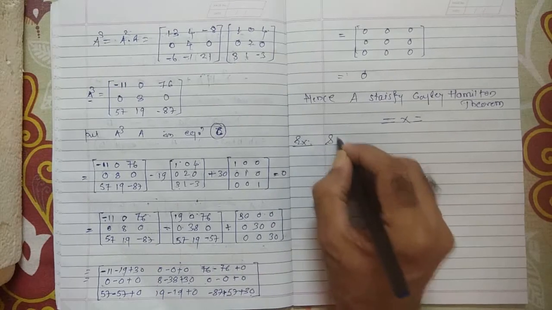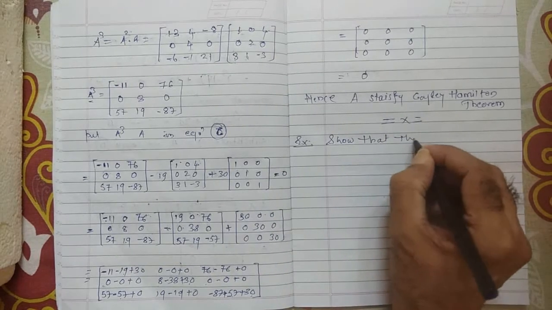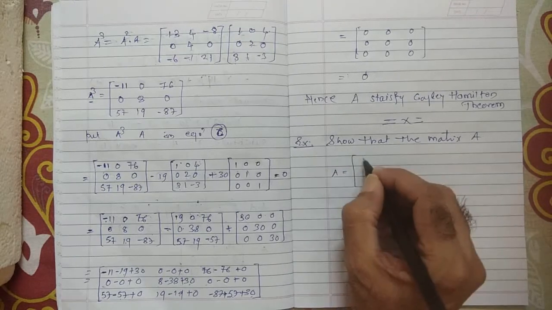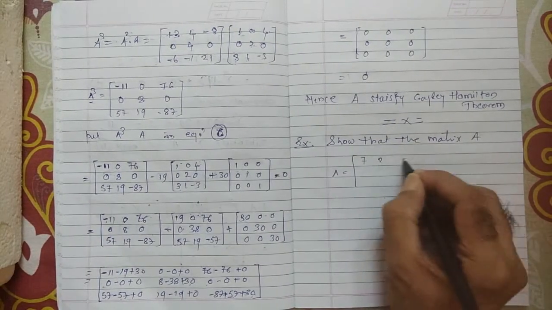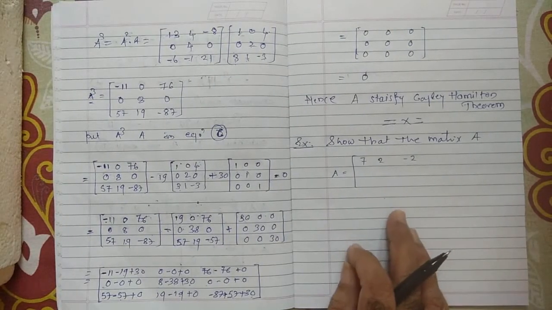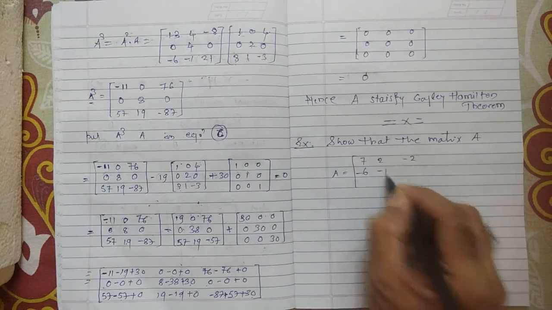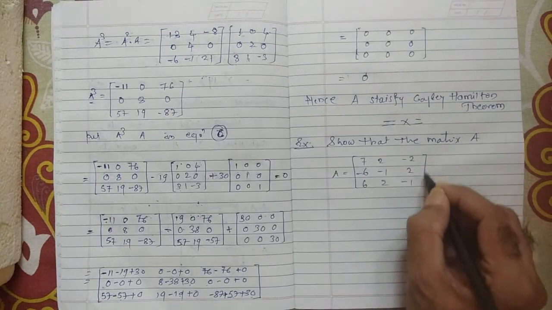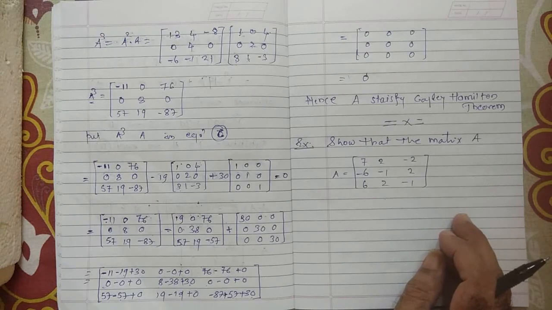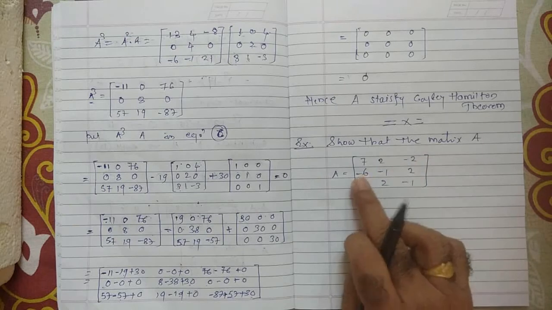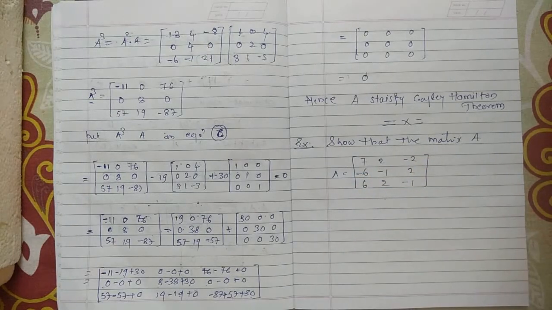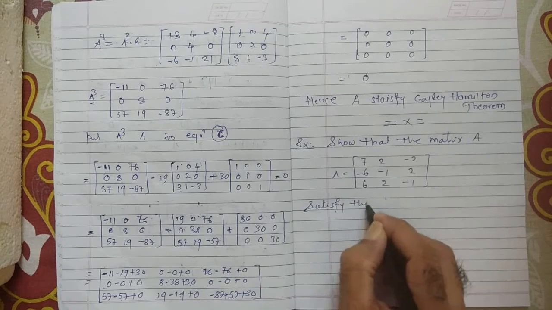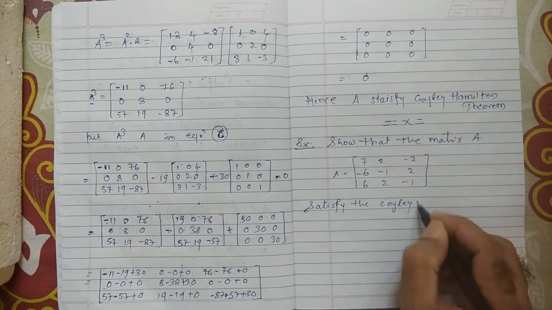Example: show that the matrix A is equal to [7 2 -2; -6 -1 2; 6 2 -1] satisfies the Cayley-Hamilton theorem.